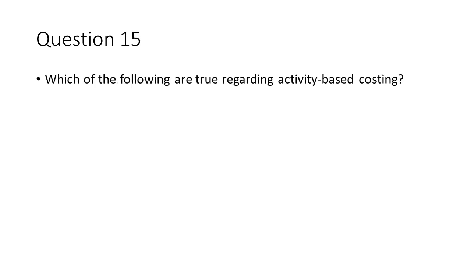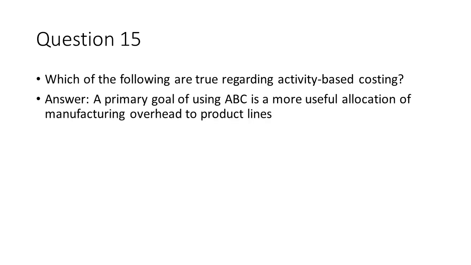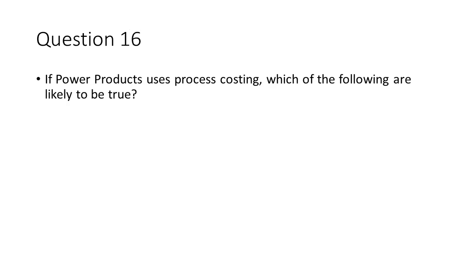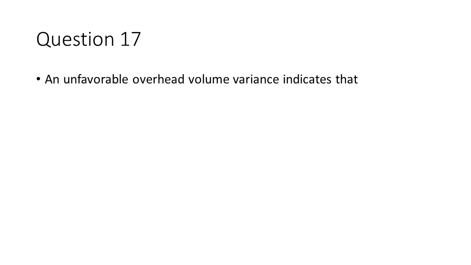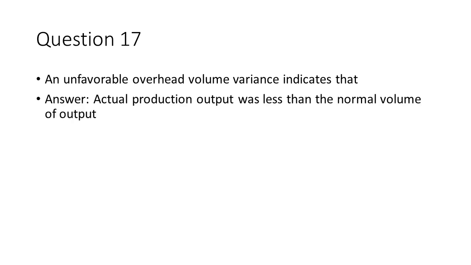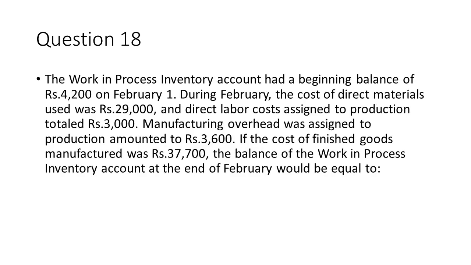Which of the following are true regarding activity-based costing? A primary goal of using ABC is more useful allocation of manufacturing overhead to product lines. If Power Products uses process costing, which of the following are likely to be true? The products are created with repetitive processes. An unfavorable overhead volume variance indicates that actual production output was less than the normal value of output.